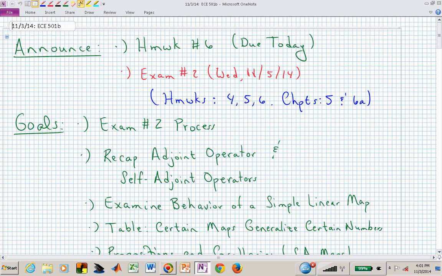What else did we have? Cauchy-Schwarz, parallelogram equality. I'm missing one. Pythagorean theorem, those kinds of notions relative to the inner product. So become an expert on the inner product. And the homeworks for 4, 5, and 6, and that's what I will try to create an exam that spans.